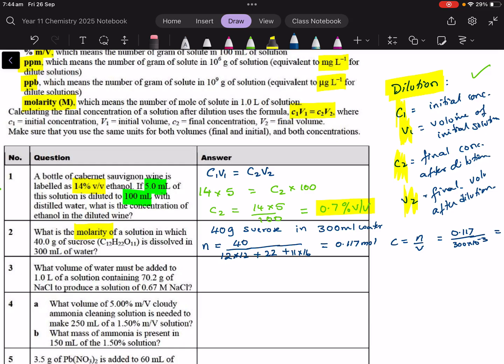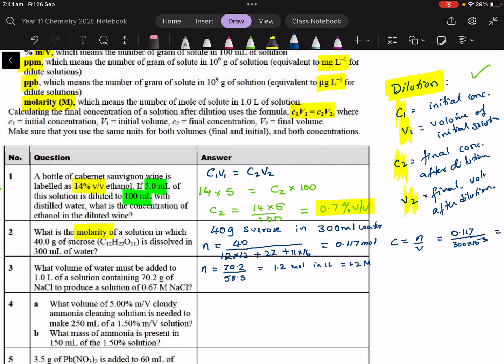So I'm going to have to convert the NaCl into moles, which is n equal to 70.2 divided by the molar mass of salt, which is 58.5, and that's in 1 liter already, so it's basically 1.2 moles in 1 liter, which is 1.2 molar.